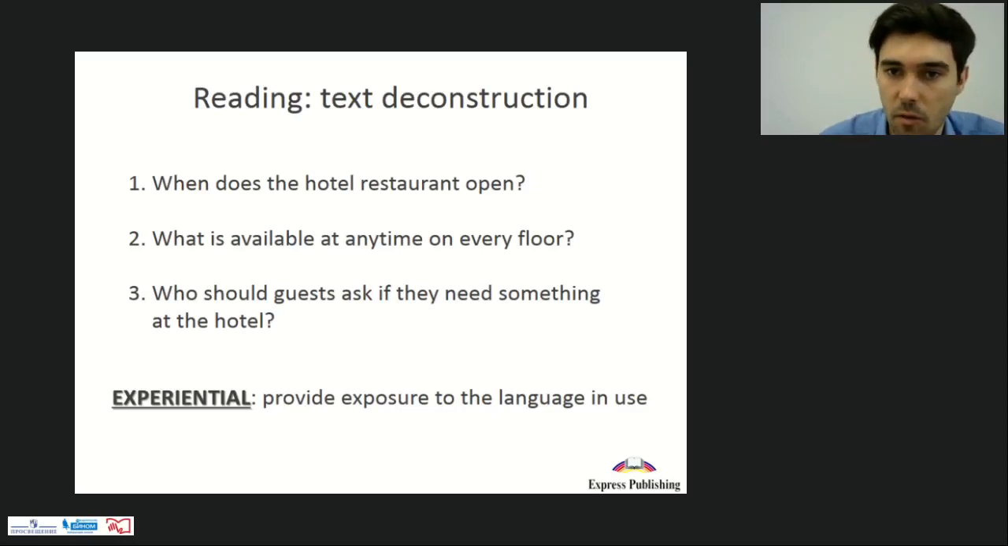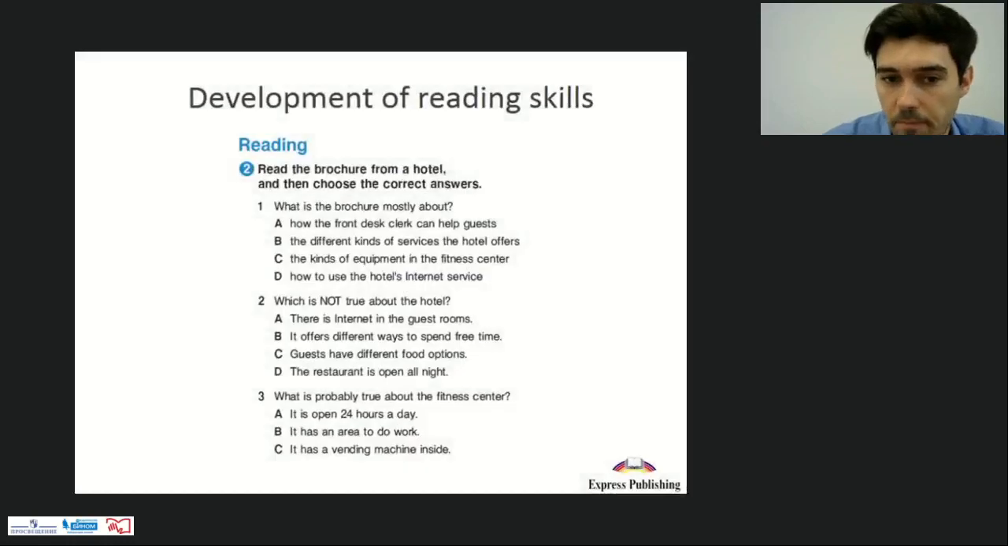Here we have the reading skills. So we have a focus on reading comprehension. The students are again working with the topic-specific vocabulary, and they are looking at the text for specific information.